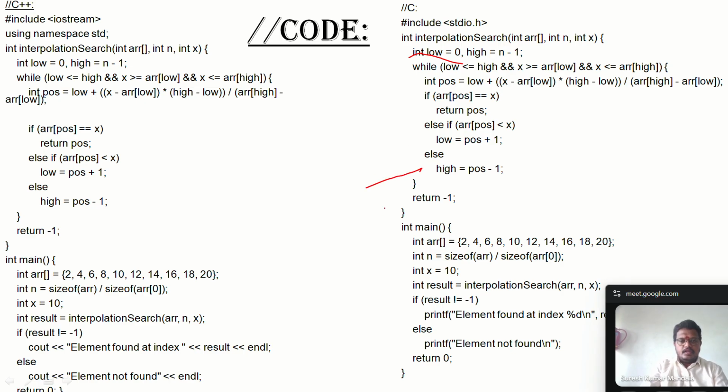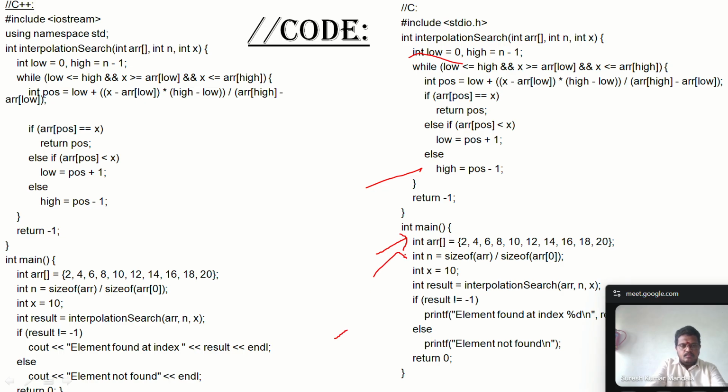We take the main method. Within the main method, we took an array of values: 2, 4, 6, 8, 10, 12, 14, 16, 18, 20. In total we have 10 values.